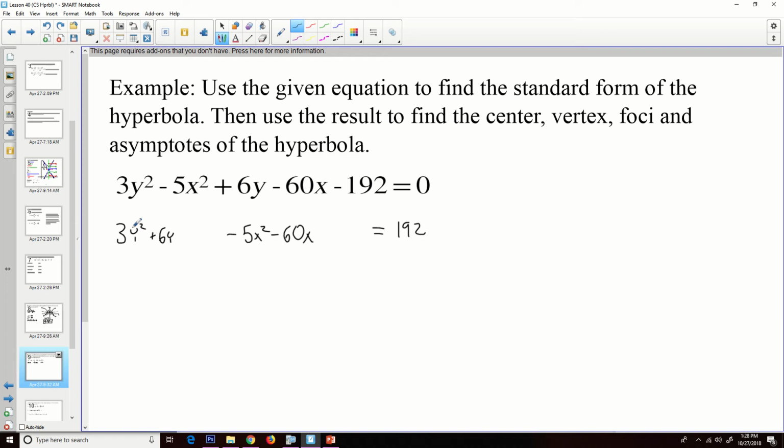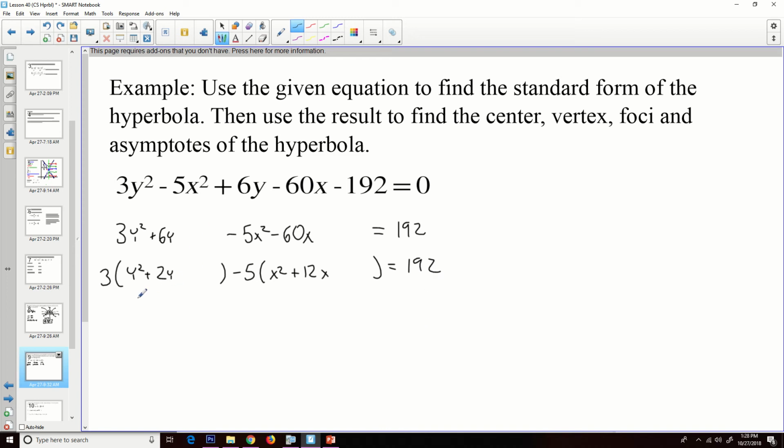And so now before I can complete the square, I'm going to need to do some factoring here so that I have my a value for the squared terms to be 1. So I'm going to bring a 3 out in front, and I'll have 3y squared plus, let's see here, 6 divided by 3 is 2, gives me the 2y, and I'll put a parenthesis there. I'm going to subtract, bring out the negative so I don't have to deal with it. I can factor out a negative 5, and then I'll have x squared, and then 60 divided by negative 5 will be a positive 12x, and then we still have our 192 there.